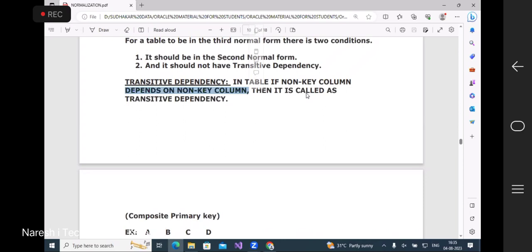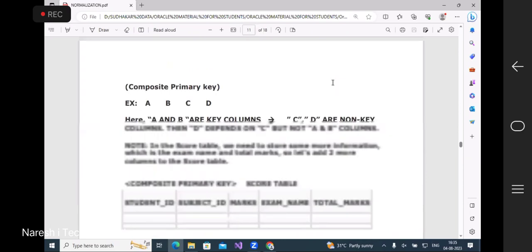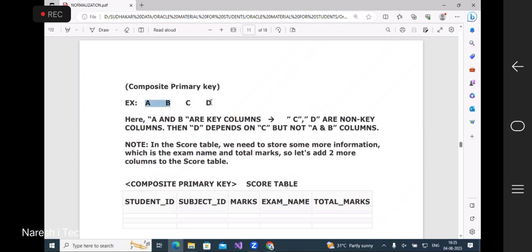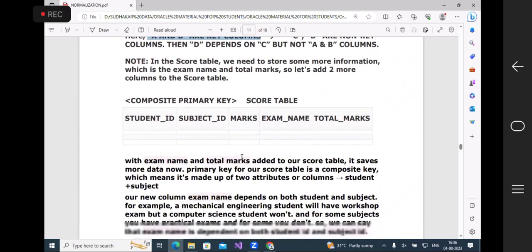Transitive dependencies we call. Now carefully observe. A, B, C, D, these are the four columns. Here A comma B are key columns, key columns meaning primary key columns. C comma D are non-key columns. Then D depends on C but not on A and B, the primary key. So C doesn't depend on A and B; D depends only on C. That kind of columns are called transitive.